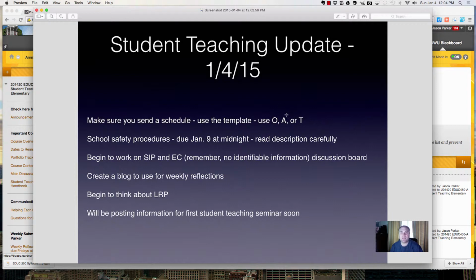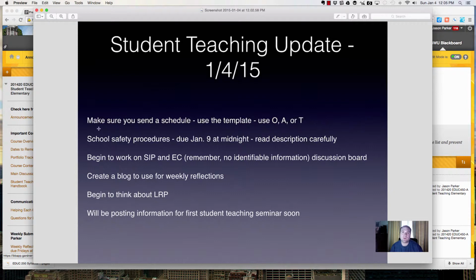So obviously this week we're going to see a lot of O's and a lot of A's, because none of you should be teaching at this point unless it's in a very minor role and your university supervisor has already approved you to pick up a calendar activity or something very small this week. So again, we're expecting to see a lot of O's and a lot of A's, notating observing and assisting.